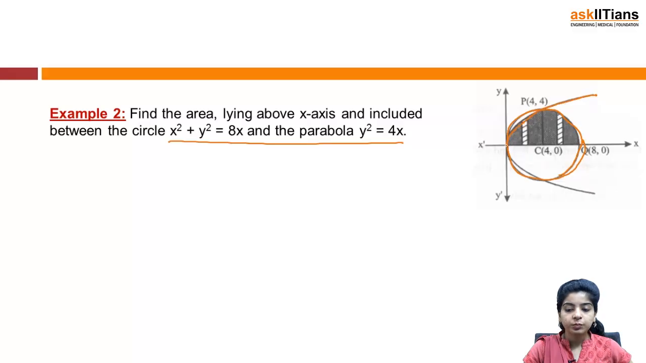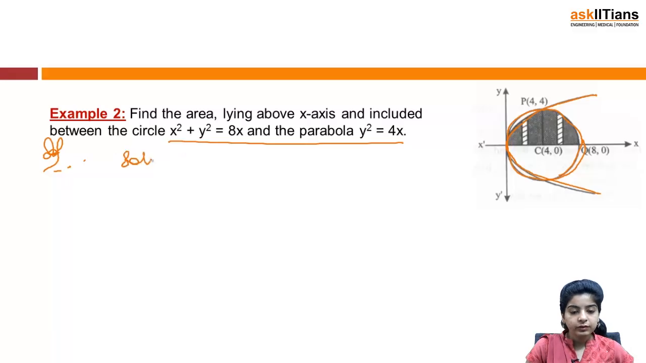See, the graph should be very accurate, only then will you be able to compute your area very easily. So, once you have drawn the figure, this is simple, you just have to draw the circle x square plus y square equal to 8x and the parabola y square equal to 4x, and therefore the required area is this shaded portion. So, first of all, again we will find out the points of intersection.